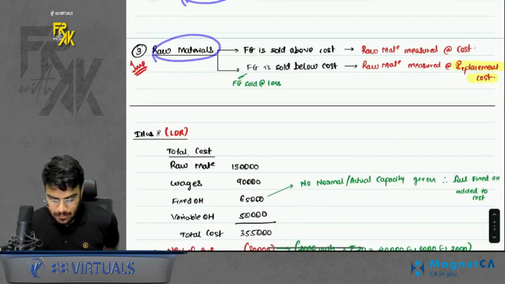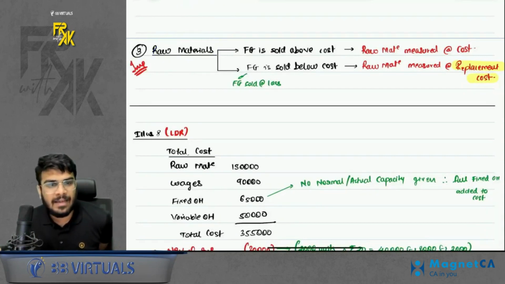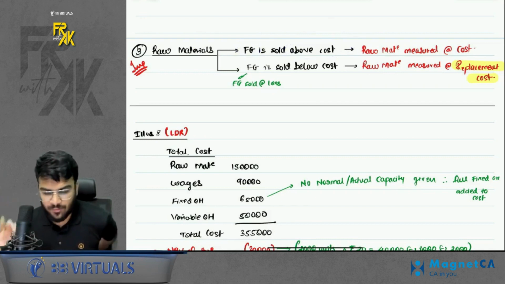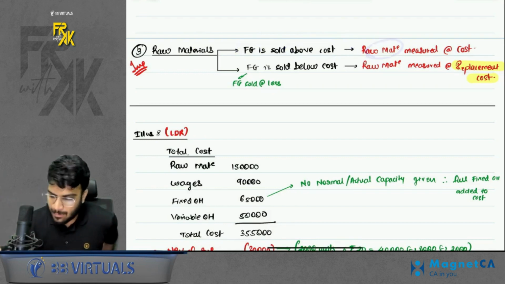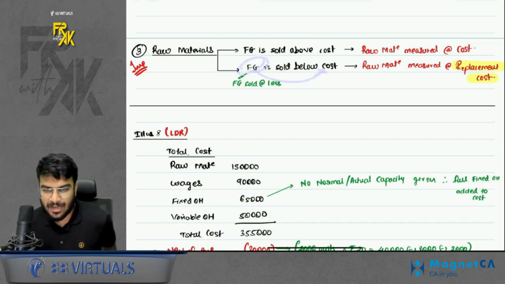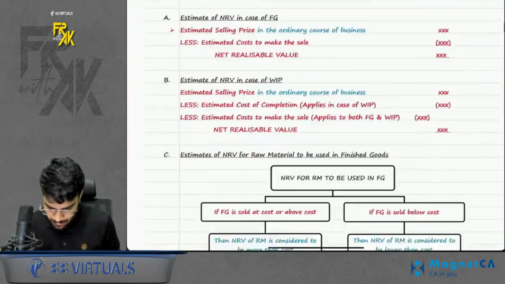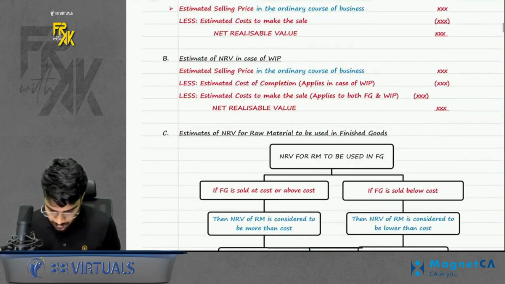Then raw materials. Raw materials, the company will never sell directly. It will consume them into FG. So the raw material calculation will depend on FG. If FG is sold above cost, that means FG is sold at a good profit. Your RM is proper, you can measure the RM at cost. But if your FG is sold below cost, that means your FG is at a loss. There is a high possibility that the market price of your RM must have reduced. So you will measure the RM at replacement cost. Simple. Clear with this, guys? This was the talk on NRV.